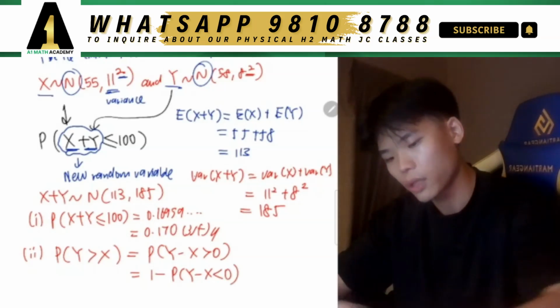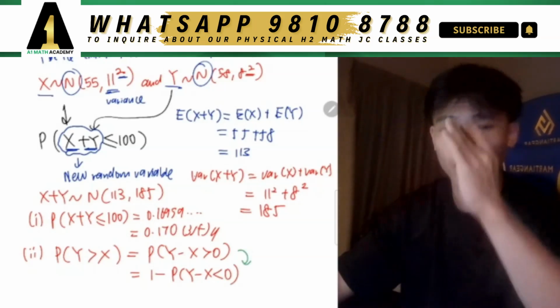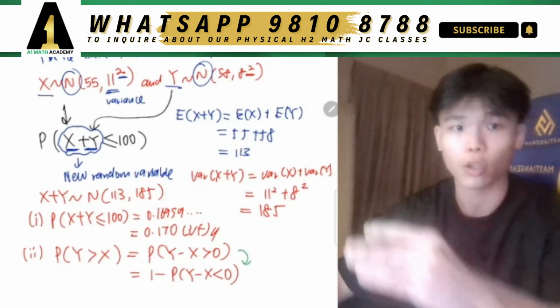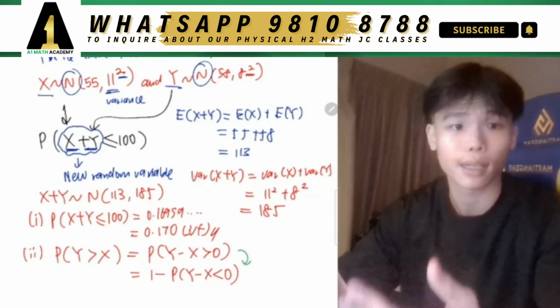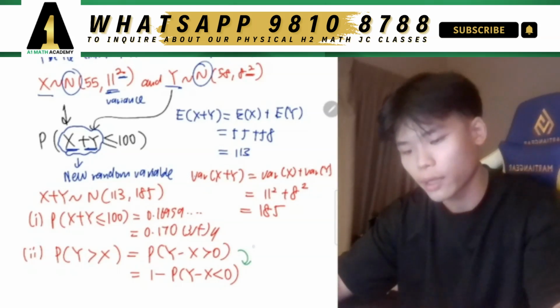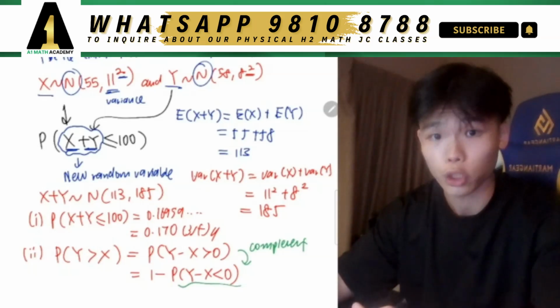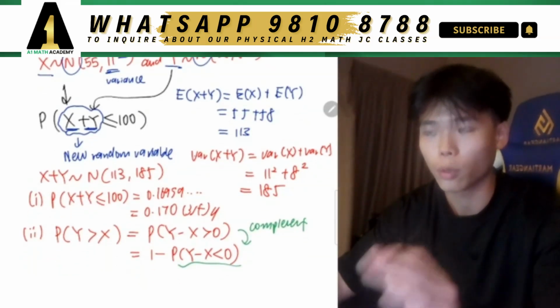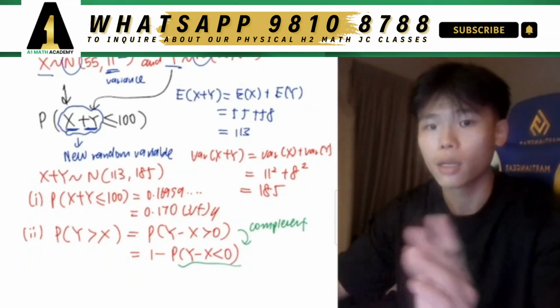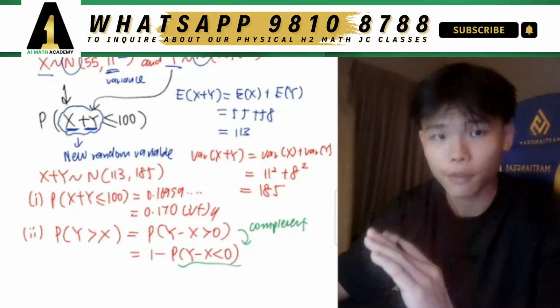Because remember that our calculator cannot calculate the right tail on the normal CDF, but what it can do is calculate the left tail. So we just need to find the complement, right? We take the complement so that this is something that we can key into our GC. But this is only applicable to normal CDF. For inverse norm, your calculator can do left tail, right tail, and center.